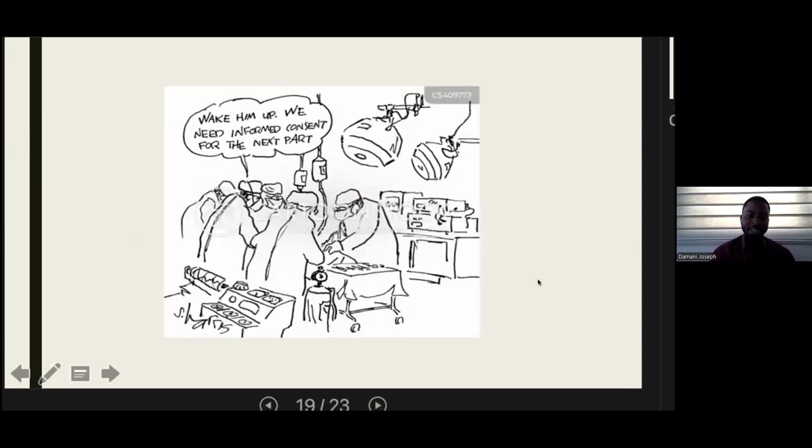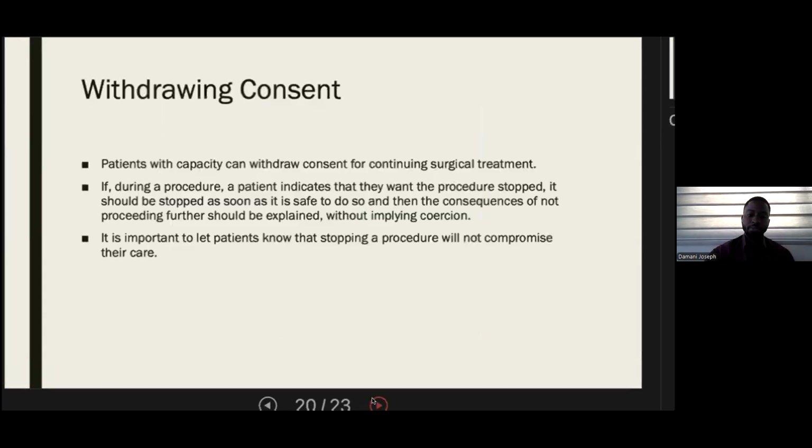This is a picture, basically just to be connected to that previous case. And we'll move on to withdrawing consent.